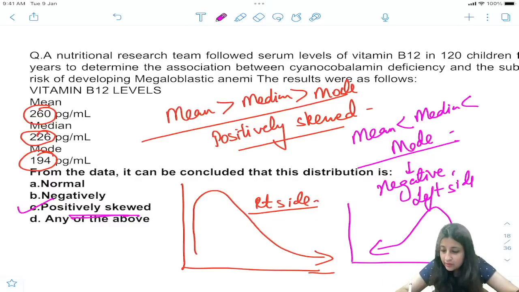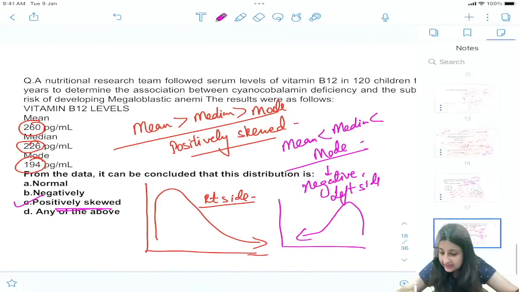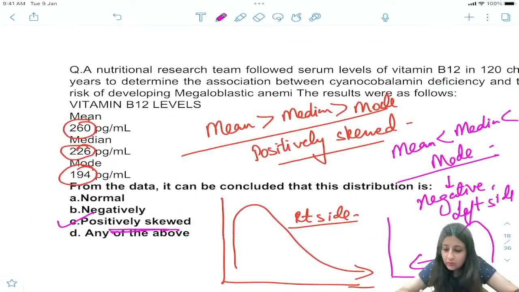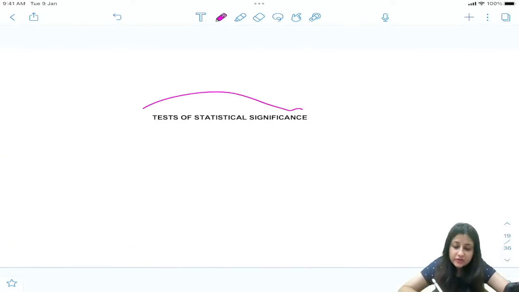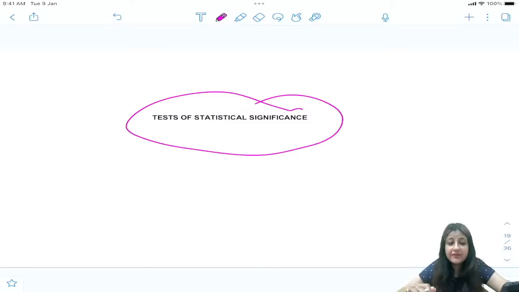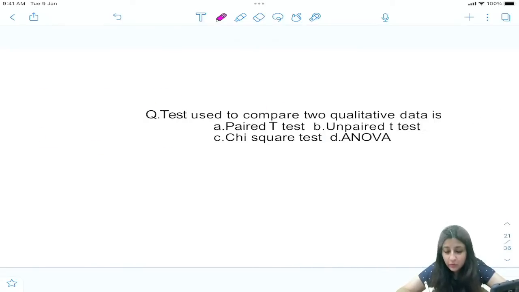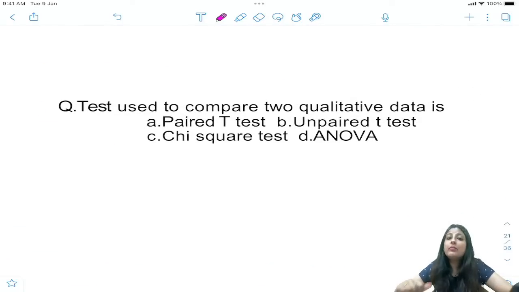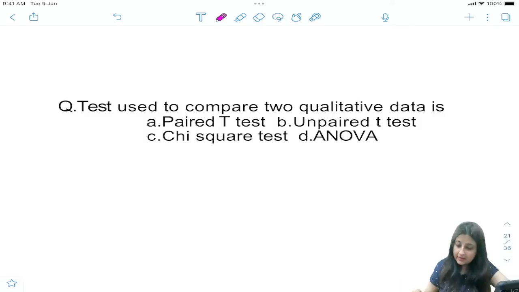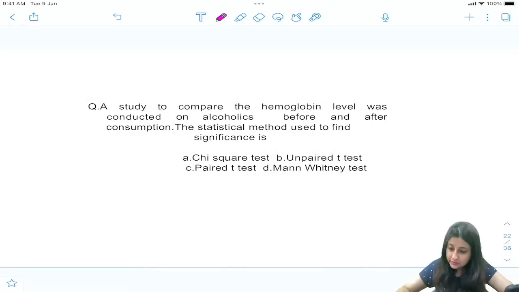Now I'll tell you a topic which is test of statistical significance, everybody. Okay, now if you look at the test of statistical significance, this question mostly did not come in FMG last year. Last to last year also did not come, in 2020 they had given. Okay, so it becomes very important to revise this. So before that, tell me the answer to this. Test used to compare. Okay. Before that, tell me the answer to this, everybody.